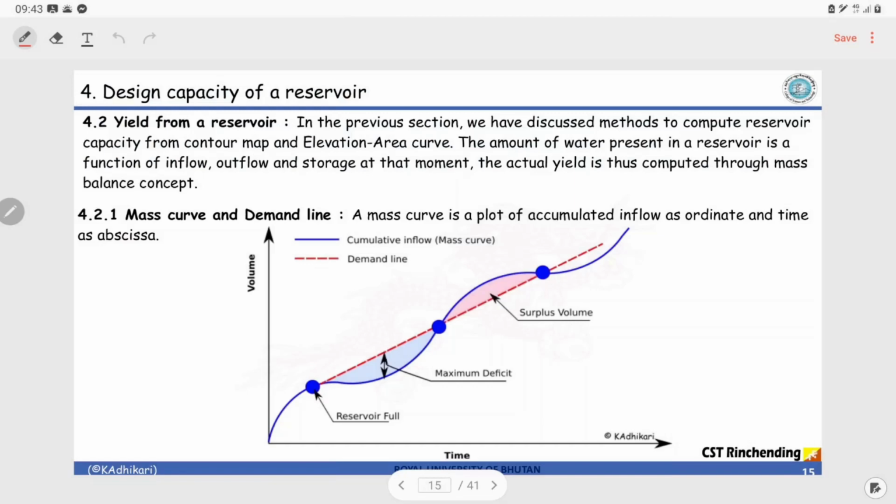For instance, there is a Chuka Dam. Now, the people who constructed that dam, how did they decide how much quantity of water the dam has to store at any particular point of time? So that is what we're going to study.